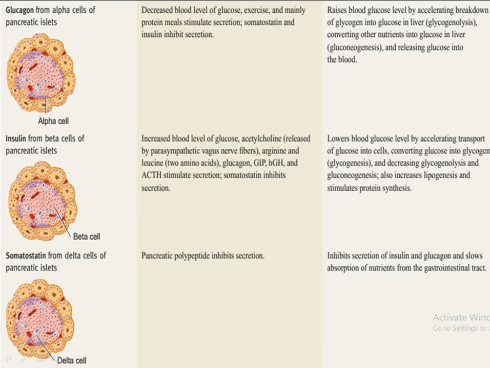So in the case of lipogenesis, it inhibits lipolysis. Next, the third one, that is somatostatin, from the delta cells of the pancreatic islets. You can see here where exactly they are located. Pancreatic polypeptide inhibits the secretion of it. Physiology, that is their functions: it inhibits the secretion of insulin and glucagon and slows the absorption of nutrients from the gastrointestinal tract.